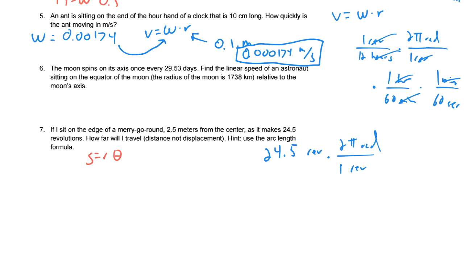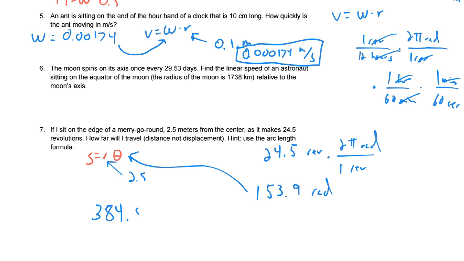And we get that we're traveling 153.9 rad. That's what I'll plug in for theta. And then for my radius, I'll put in 2.5. So times 2.5, and I get 384.8 meters. Even though I haven't really gone anywhere, by spinning around that merry-go-round, I've traveled 384.8 meters.